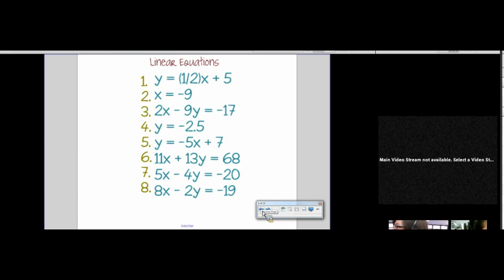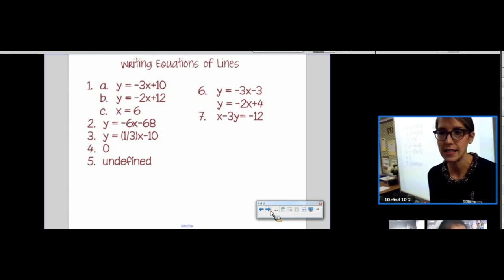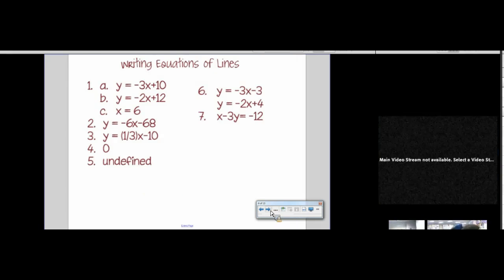Awesome. Here are the answers to the homework that was called linear equations, and then I'll show the answers to the one called writing equations of lines. Here's the next set of answers. So this is the one for writing equations of lines.